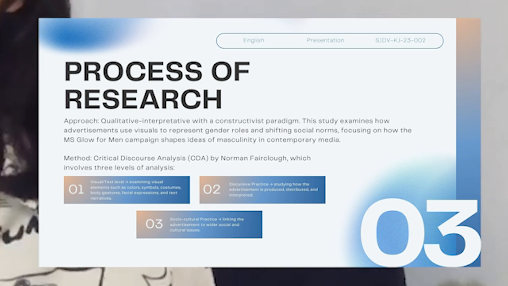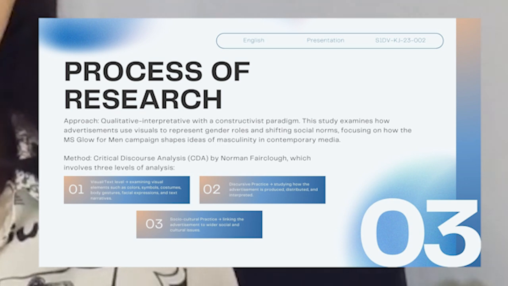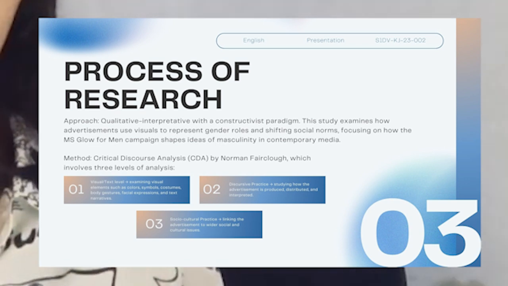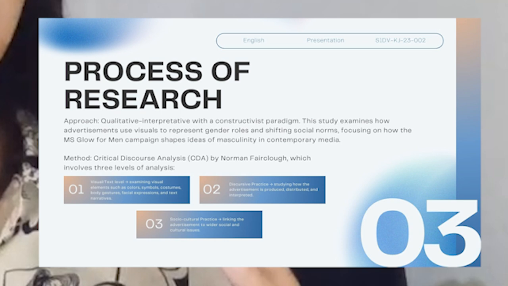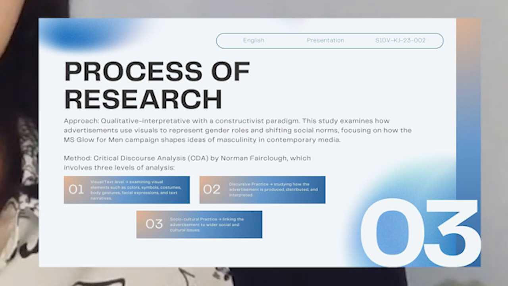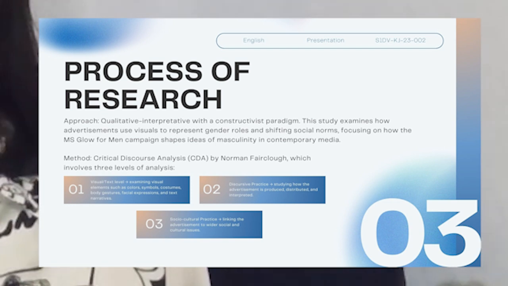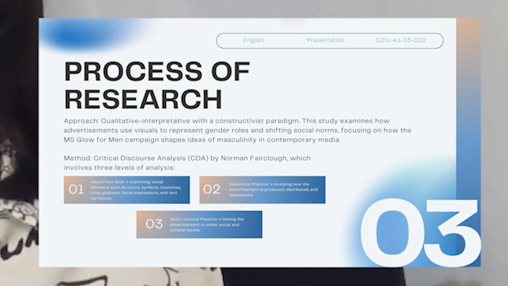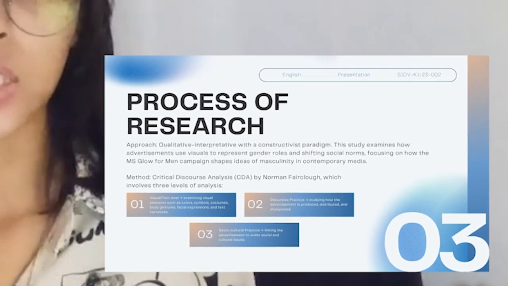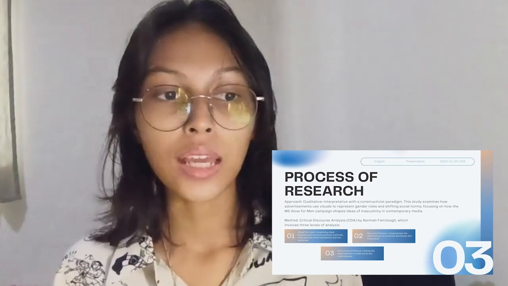The first one is the visual text level, which is where they examine visual elements such as colors, symbols, costumes, body gesture, facial expressions, and text narratives. And then there's the second one, discursive practice, studying how advertisement is produced, distributed, and interpreted. And then the third one, cultural practice. This is linking the advertisement to wider social and cultural issues.